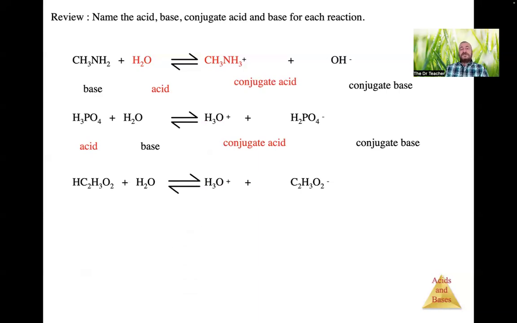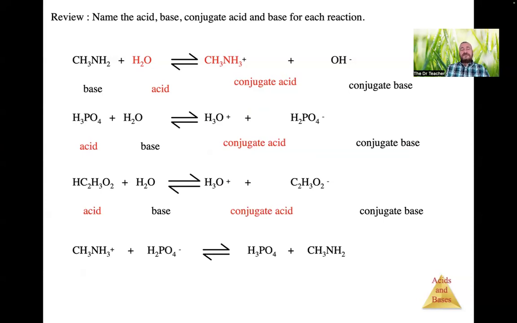Now we come to CH3COOH. So acetic acid with water. What will it give you? The water will be base and the acetic acid will be acid. So the acid and conjugate acid will be H3O plus. This is the conjugate acid. Then whatever is base, you end up with another base, the conjugate base. Now we have NH3 already.